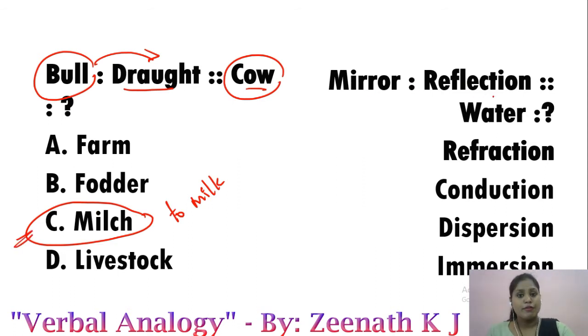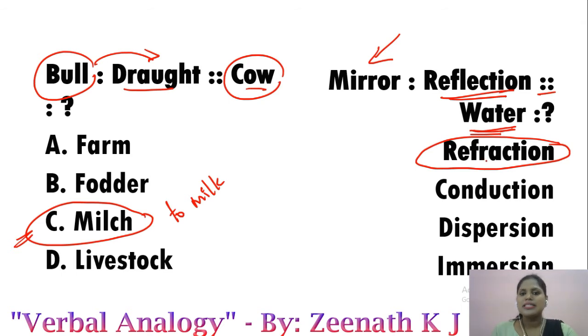Mirror is to reflection as water is to what? Friends, usually when the light falls on a mirror, it creates reflection. Likewise, when the light falls on water, it creates refraction. This is based on basic science. I'm sure this wouldn't be a very difficult question for those who have been very good at science. I don't think you need to be an expert in science to answer a very simple question like this.